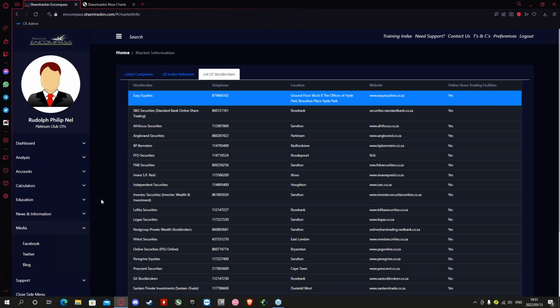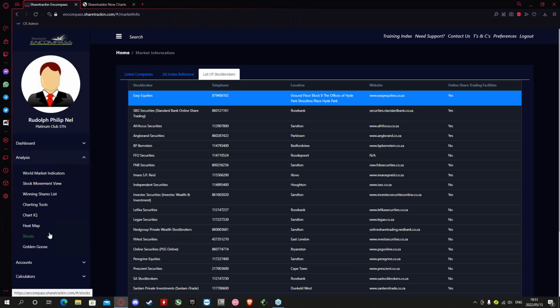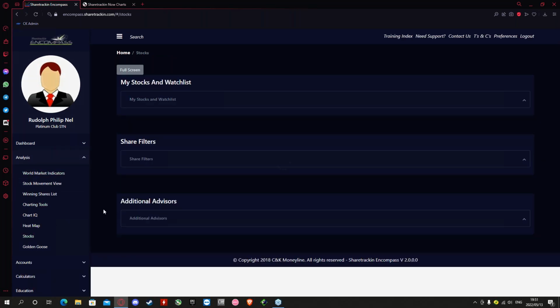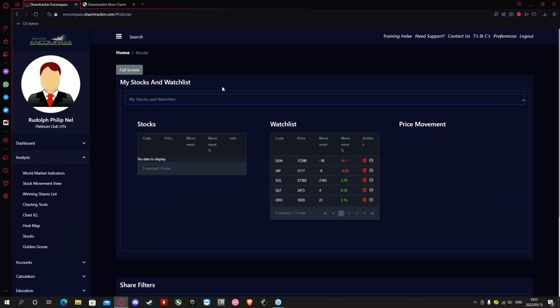Okay. So now we're going to get to the fun parts on the software, and that's to go and analyze and filter and buy a share. So we're going to go to analysis, and we're going to click on stocks underneath, and then underneath stocks, the first thing, we're going to go to my stocks and watch list. So underneath my stocks and watch list is our stocks page, or stocks that we have bought.